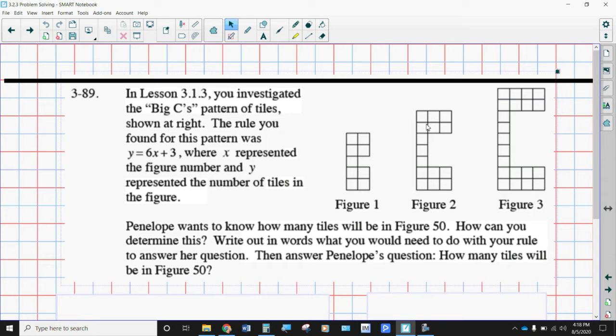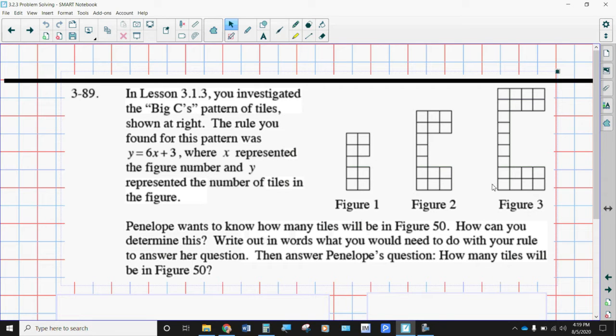So if we just take figure 2, we've got 15 tiles in there. Figure 2 would have x equal to 2, so 6 times 2 is 12, plus 3 is 15. So y equals 15 is the number of tiles.